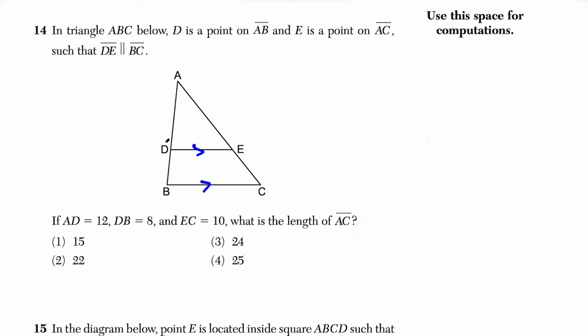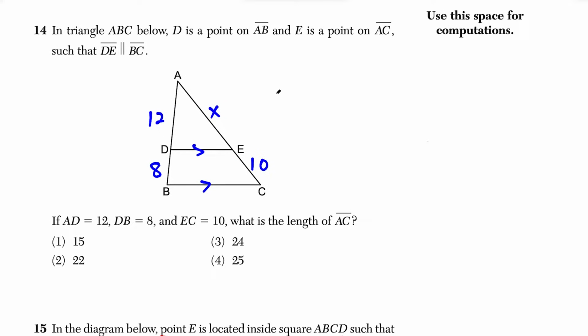And then next we have AD is equal to 12, and we have DB is equal to 8, and then we have EC is equal to 10. And we want to know what is the length of AC, which is this entire side of triangle ABC over here. So we want this entire side length. So I'm just going to call this piece over here X. And our goal is, once again, to find the length of this entire segment here, which is X plus 10.